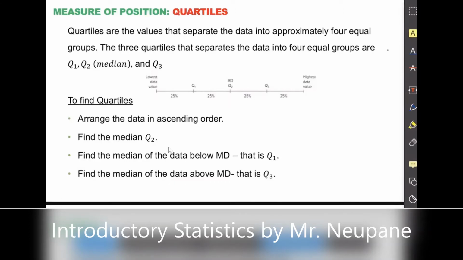So we now have the fundamental idea about the quartiles. We have seen that there are 3 quartiles, and the quartiles divide the data into 4 equal parts. And we have the steps for calculating the quartiles. Now we are going to take an example and calculate the quartiles.